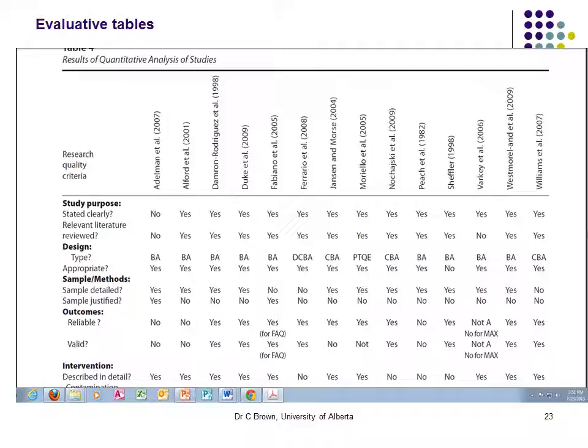BA, before and after. Anyway, I won't go on and on about it, but that's what a table would look like. And if you go to that example, it'll help you understand what this is all about and how to lay out your information so it's really clear and accessible to people.